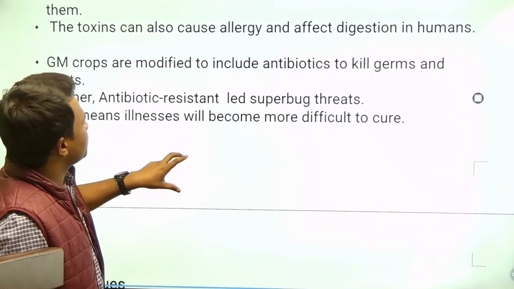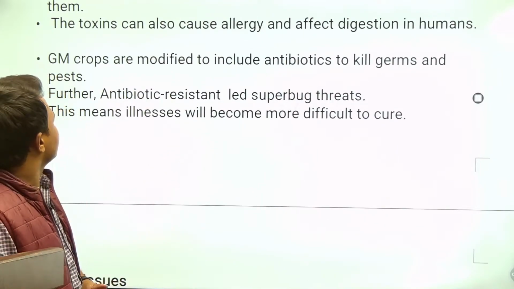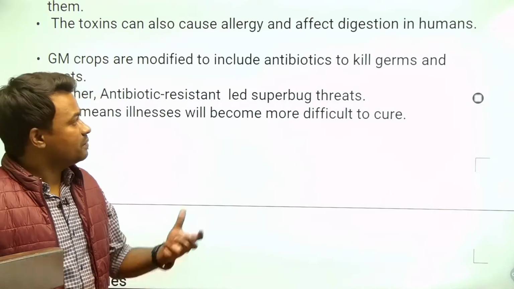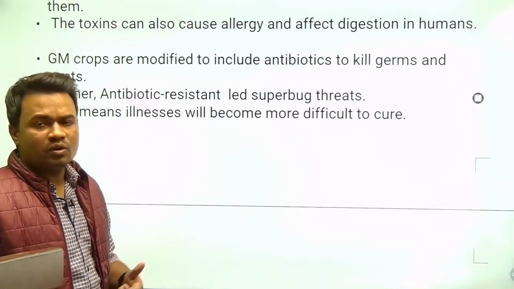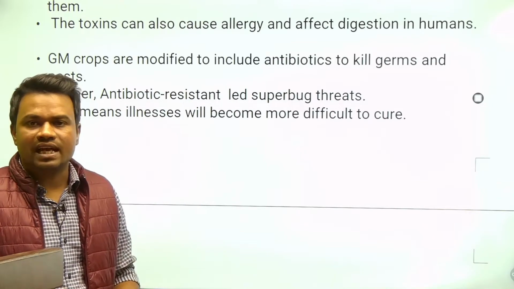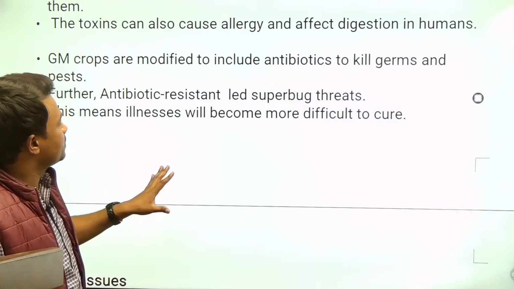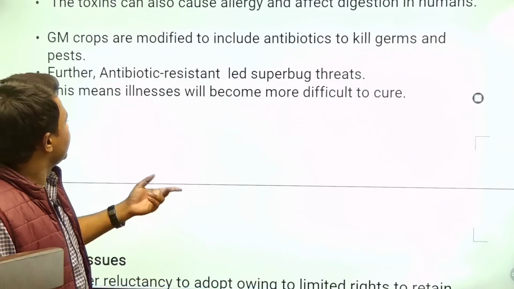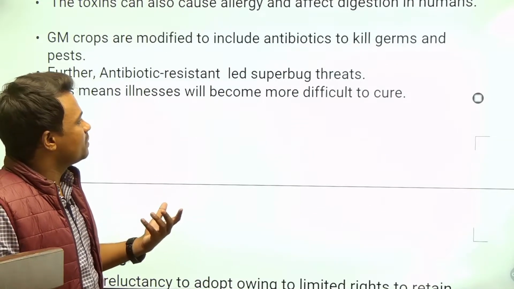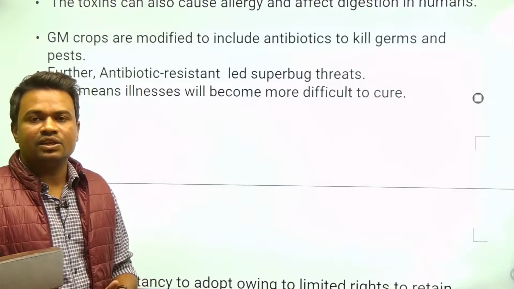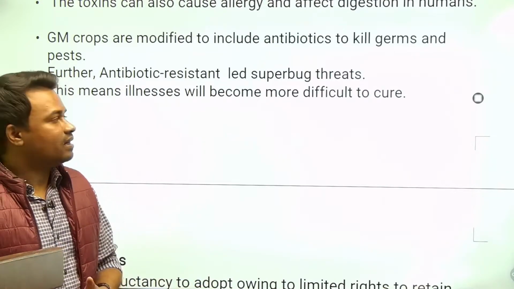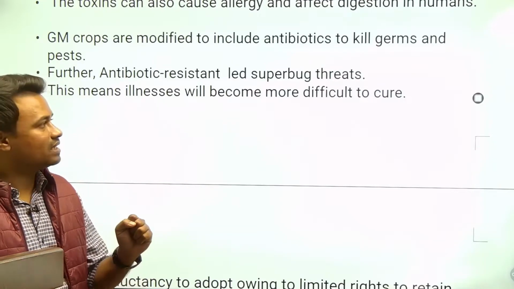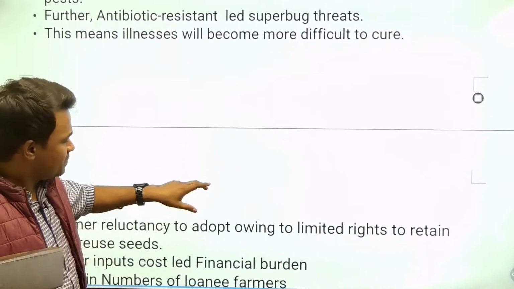GM crops are modified to include antibiotics to kill germs and pests. If those antibiotics enter the food chain, antibiotic resistance can develop in humans. That ultimately leads to the superbug threat, and the curing of any illness or ailment will face a new kind of difficulty because of this antibiotic resistance. So this can be problematic for human health as well.